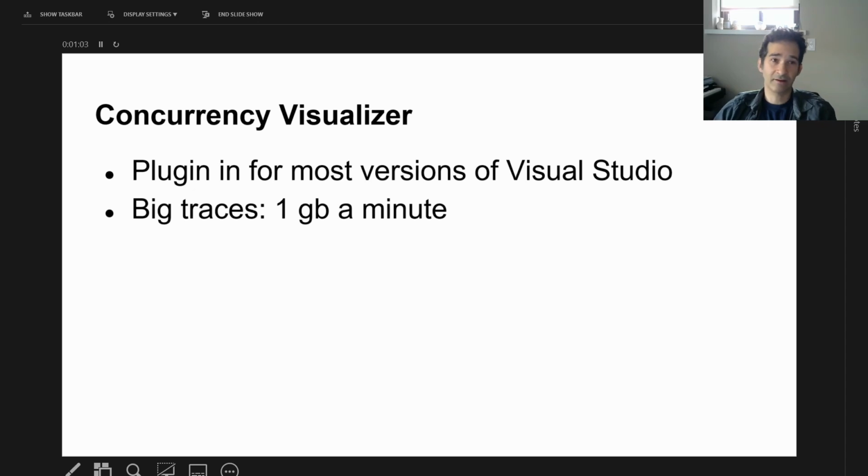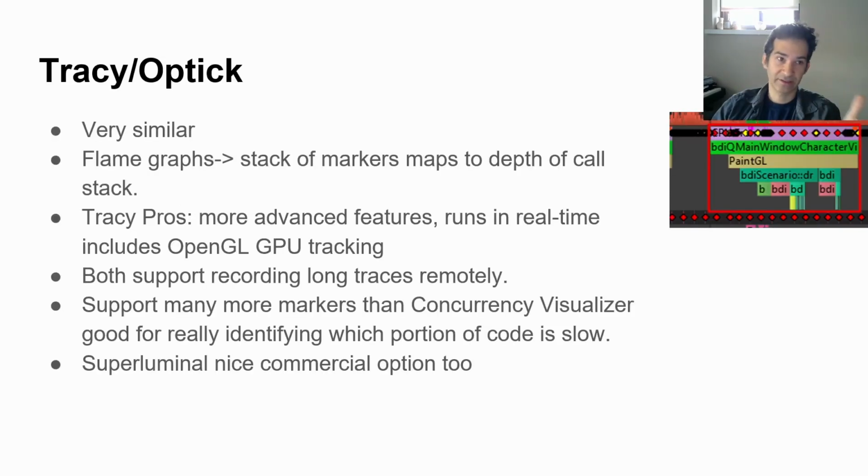As I said, the Concurrency Visualizer is a plugin for most versions of Visual Studio, I think up to 2022 at this point. There was a while where they hadn't upgraded to support 2019. They're very big traces. It grabs call stacks on a regular tick on all the threads and has deep information. Tracy and Optick are very similar, as I said. They generate flame graphs with stacks of markers.